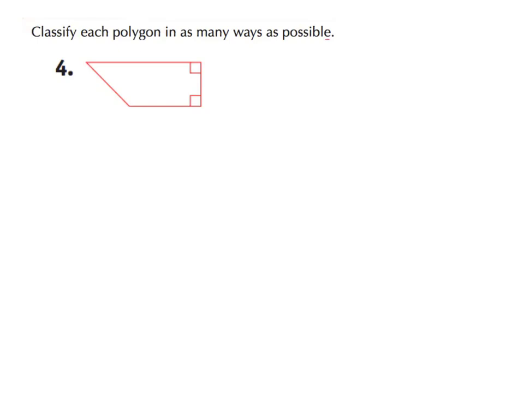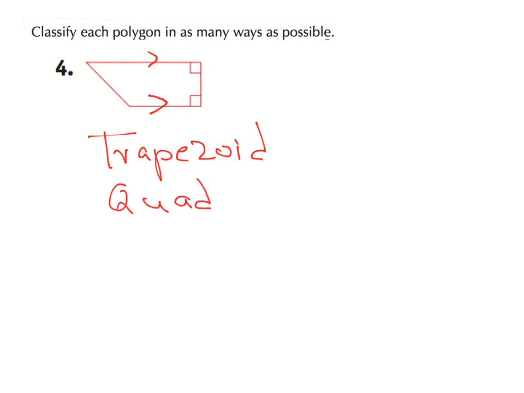Classify each polygon in as many ways as possible. Does this polygon have one pair of parallel sides? Yes. So it is a trapezoid. And because it has four sides, it's also a quadrilateral. So this is a trapezoid and a quadrilateral.